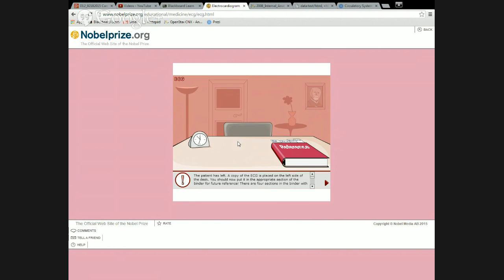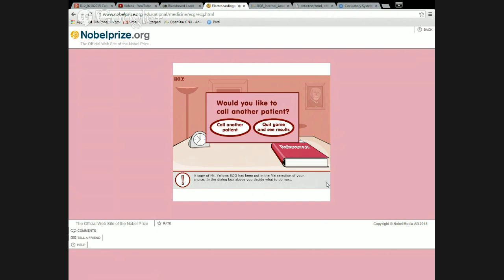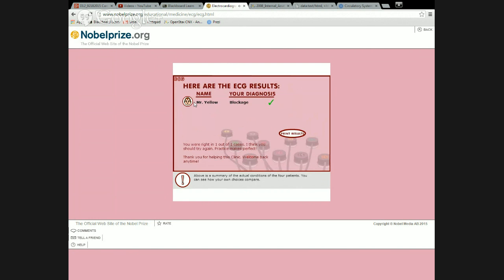Check that, hit OK, and when you hit the arrow button to go on to the next patient, you have a choice of calling another patient or quitting the game and seeing your results. You'll see the patient's names that you've done and the diagnosis that you've given them, and then a green check mark if you've given them a correct diagnosis, and a red X if you've given them the wrong diagnosis. If you would like to, you can print out your results.